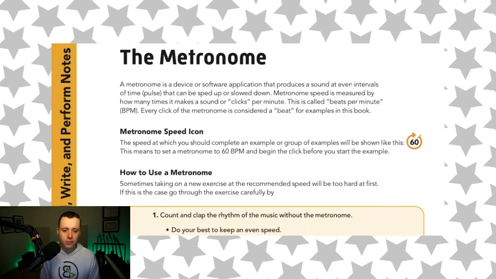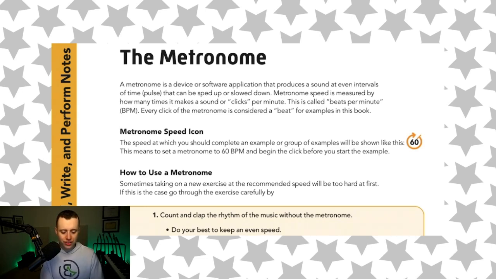Every click of the metronome is considered a beat for the examples in this book, even though you might be thinking, well, hang on a second, Dan. You said if a sound sounds the same every single time, is produced at even intervals of time, and isn't louder or quieter than the sound that came before it, that sounds like a pulse. And well, you'd be right. But this is just the terminology that's used, so we're going to roll with it. Every time a metronome clicks, it's called a beat. And we measure a metronome in beats per minute, or BPM.